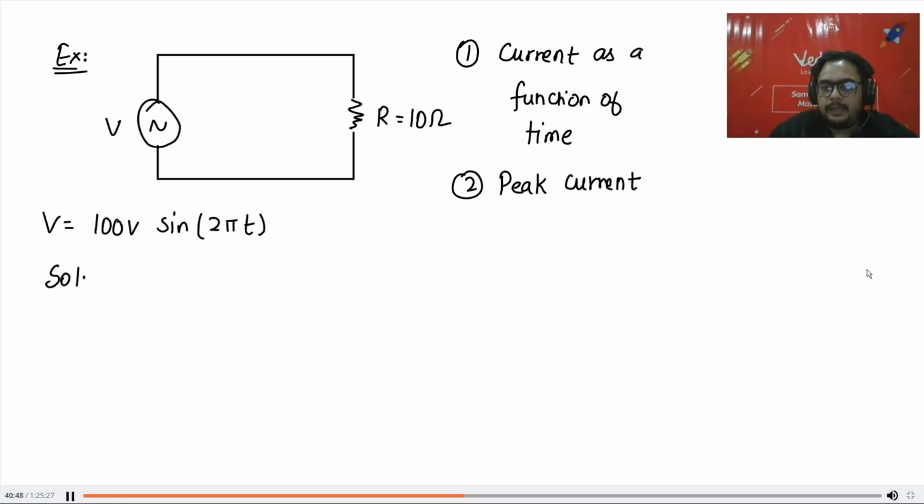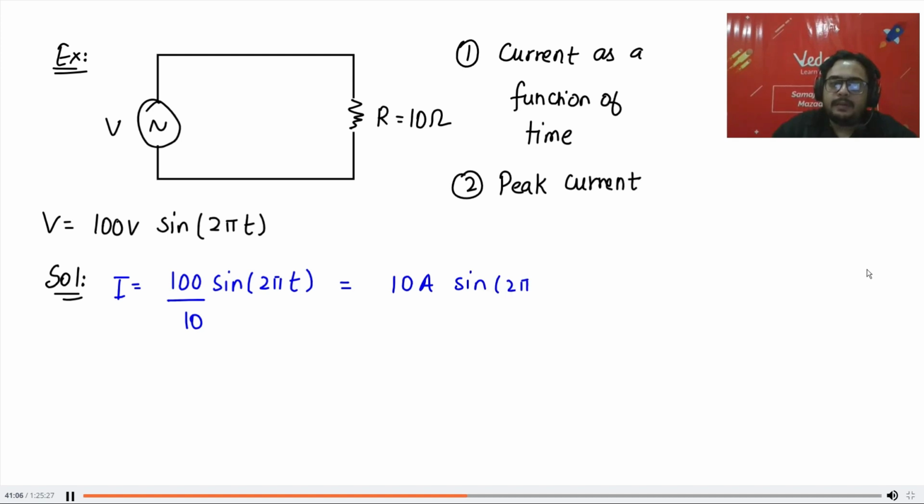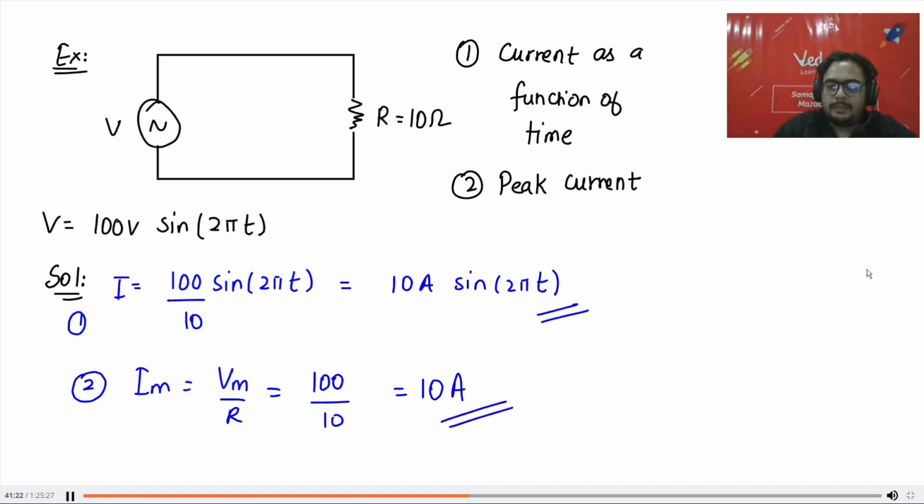Second, they are asking me the peak current. Can I do it? Obviously I can. I'll simply write current will be 100 sine 2 pi t by resistance, which is 10 ohm. So current you will get is 10 ampere sine 2 pi t. And for the second part, the peak current, I have already calculated it: Vm by R, so it is 100 by 10, which is 10 ampere. Any doubts?